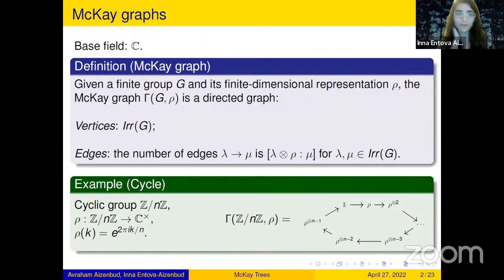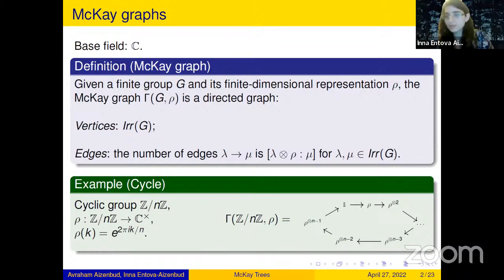And what is a McKay graph? You're given a finite group G and a finite dimensional representation rho. I will always work in the setting of finite dimensional representations. We can define the McKay graph as a directed graph whose vertices are irreducible representations, and we draw an edge between two representations, lambda and mu, if lambda times rho contains mu as a direct summand, and the multiplicity of this direct summand mu is the number of edges we draw between lambda and mu.